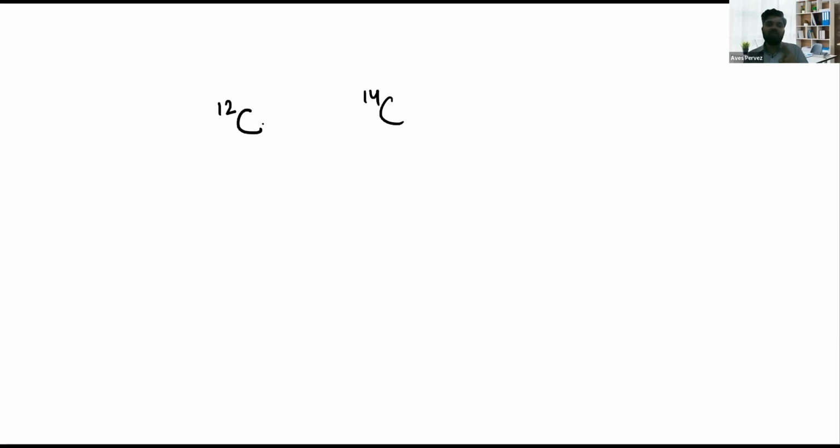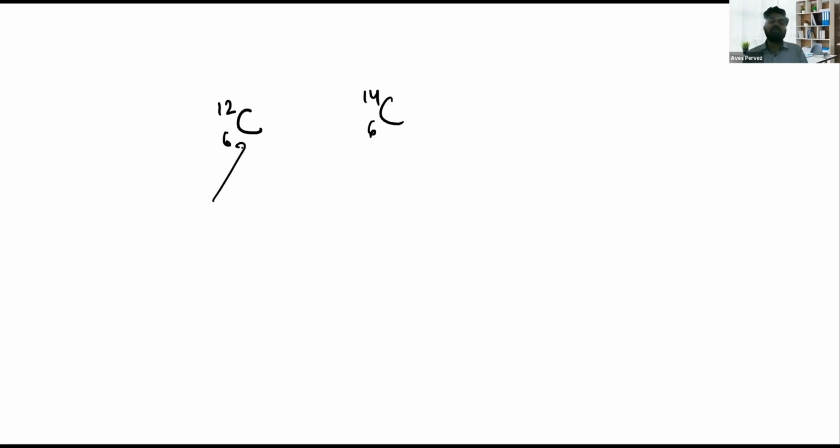And why do they have two different masses? We'll learn this in the structure of atom chapter, the next chapter. But there are two types of carbon atoms present. One has mass 12, another has mass 14. But they have the same chemical properties. Their atomic number is 6. They have the same chemical properties but different mass.